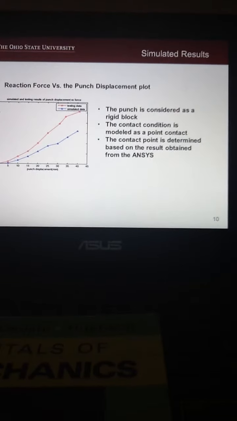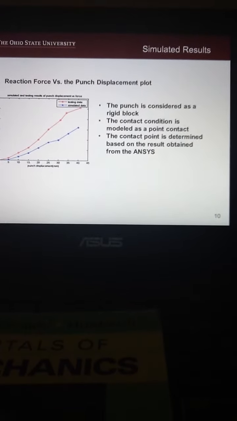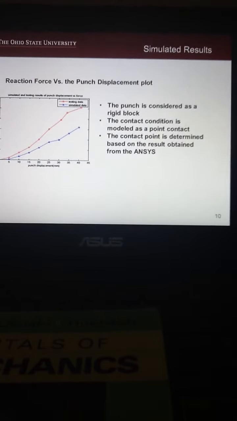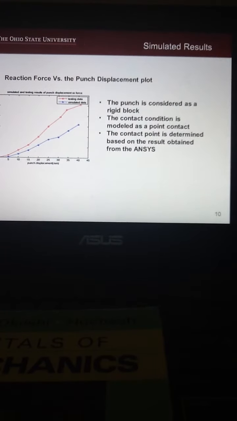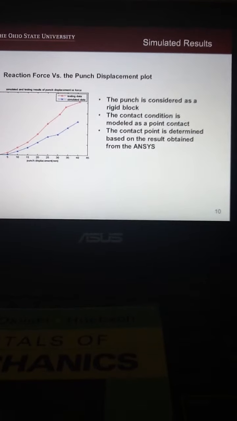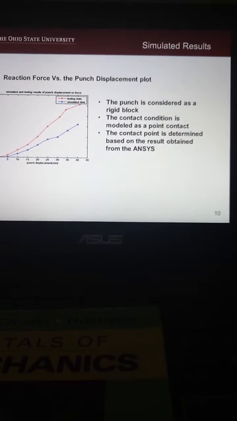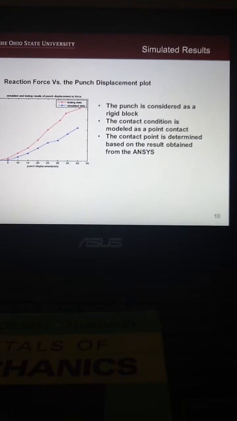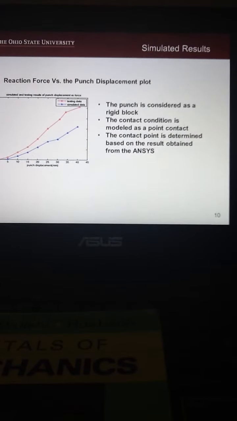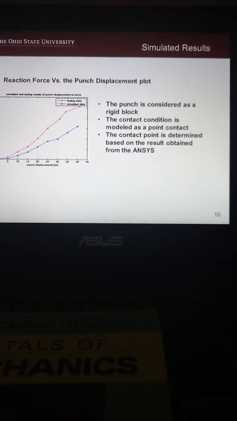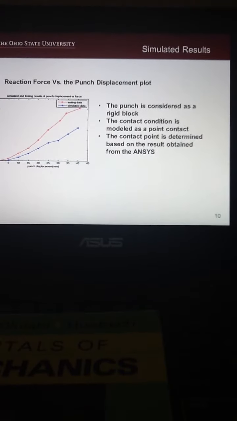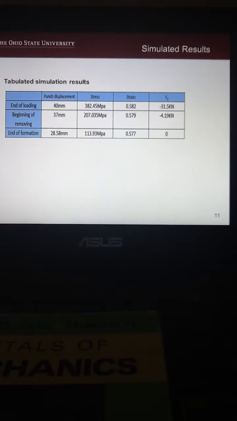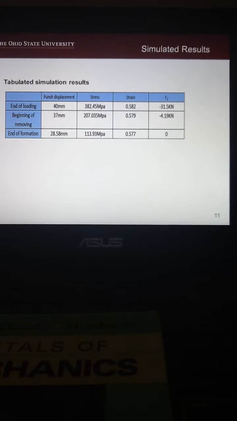Here's another plot of reaction force versus punch displacement. In this case, the punch is considered a rigid block, and the contact condition is modeled as a point contact. The contact point could be determined based on the result obtained from ANSYS. Here are our tabulated simulation results.